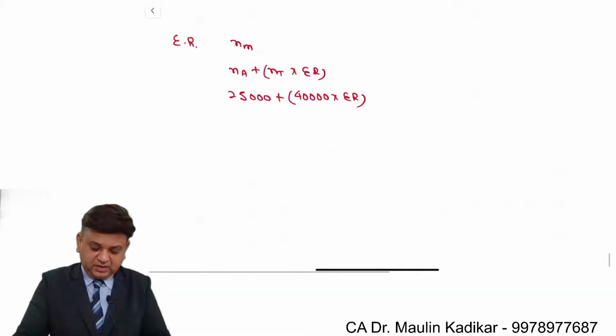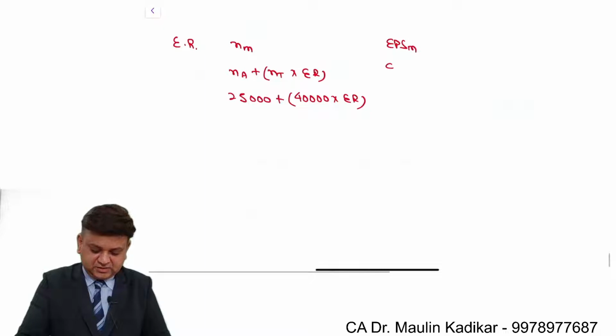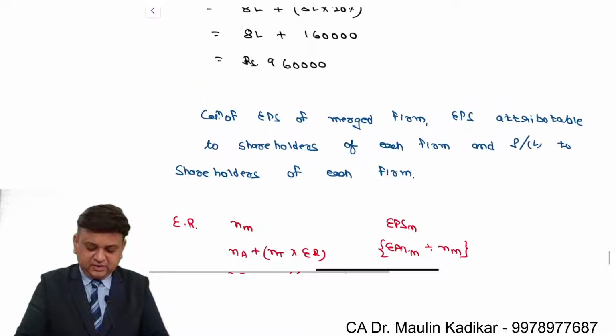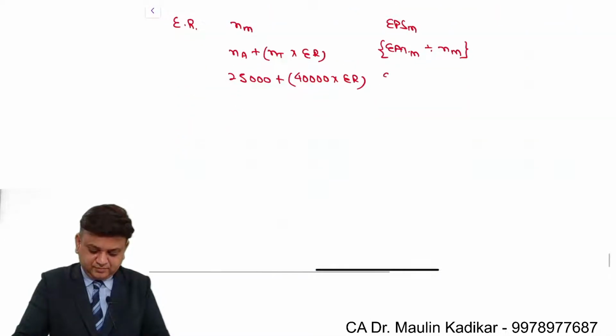Next will be earning per share of the merged firm. It will be calculated as earning after taxes of the merged firm divided by number of shares of the merged firm. We already have calculated earning after taxes of the merged firm as 9,60,000. So 9,60,000 divided by number of shares of the merged firm.